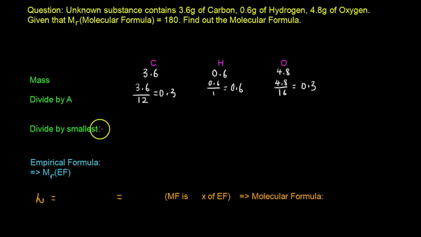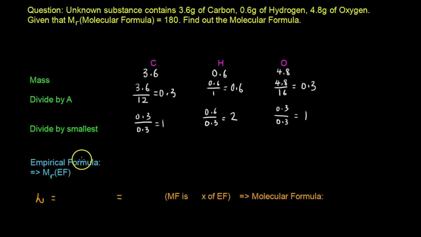Now we have to divide by the smallest, that was step 3. Which one is the smallest here? We can see that 0.3, 0.6, 0.3, so 0.3 has to be the smallest. Everybody divide by 0.3. So 0.3 divided by 0.3 gives us 1. H, 0.6 divided by 0.3 gives us 2. 0.3 divided by 0.3 is itself 1. This is the same as the previous example, except that now we don't have to multiply it to a whole number because it's already a whole number. But say that this is 1.5, then we have to do the next step, which is times 2, times 2, etc. But since this is a whole number, we can just ignore the fourth step.